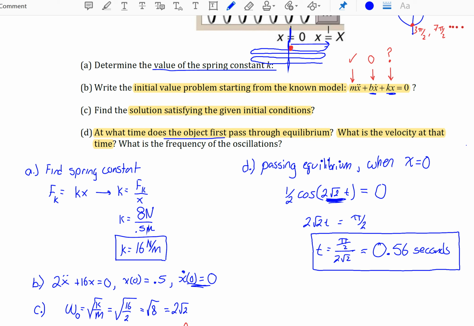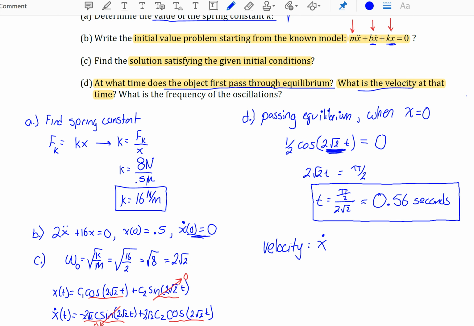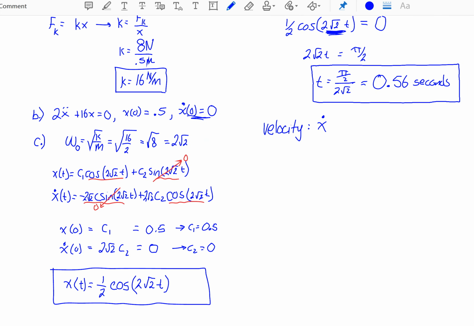So when does the object first pass through equilibrium? 0.56 seconds. So now I'll ask, what is the velocity when it does that? To find the velocity, we need to know our velocity function. So here we need to know x dot of t. So let's take our derivative.